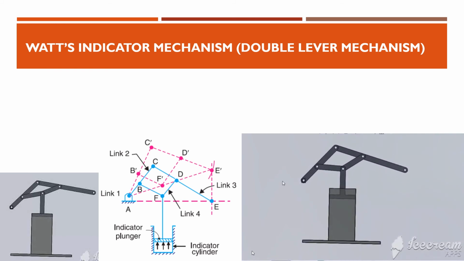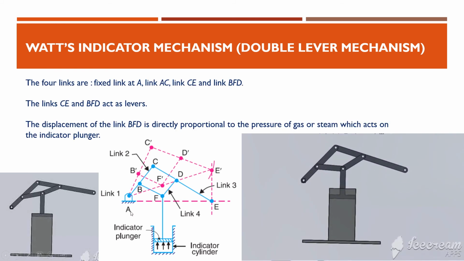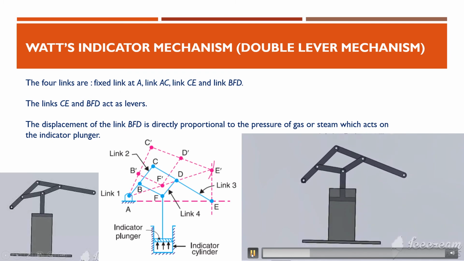Okay. So, if you look at this figure, A is the fixed link, and the other three links are: one is the link AC, link CE is the other link, and link BFD is the fourth link. BFD is actually a single link, that is this one, because there is no relative motion between them. So, it is a single link.